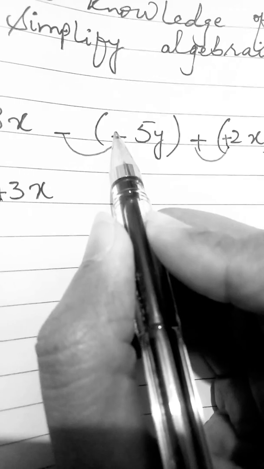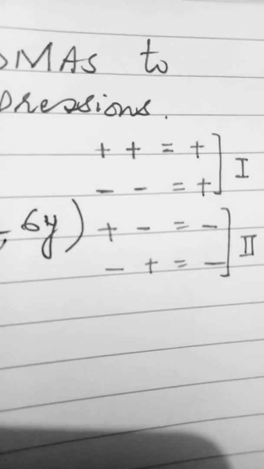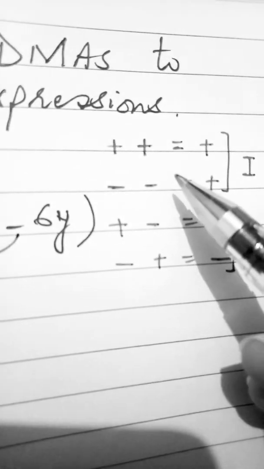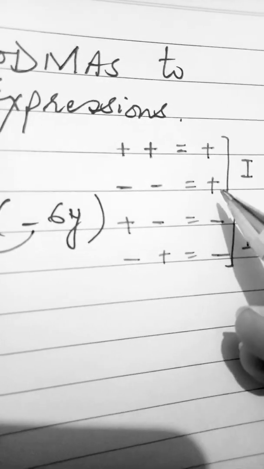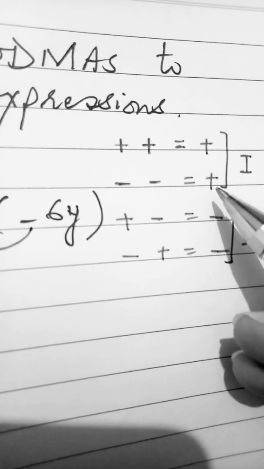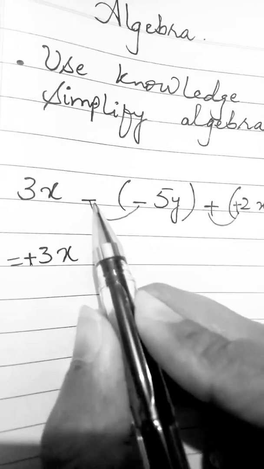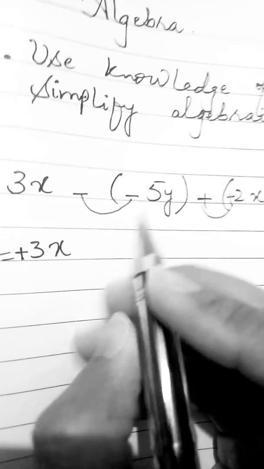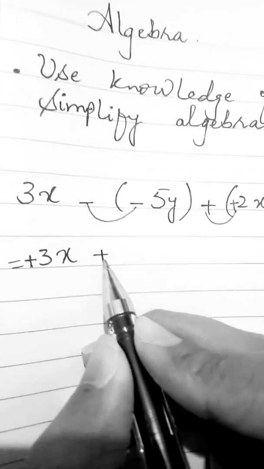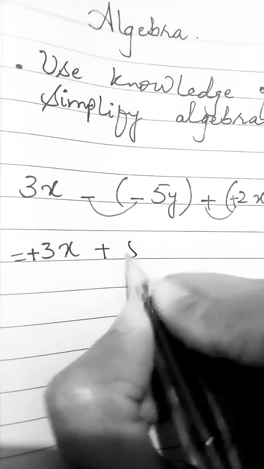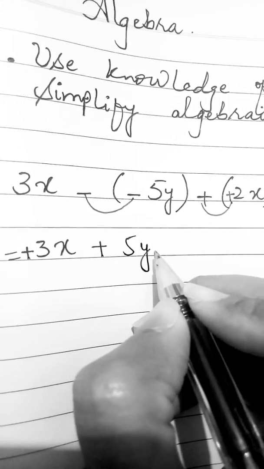We just discussed that when you have two same signs and you are multiplying them, both signs will turn into one positive sign. So instead of these two negative signs, we will be writing plus. Basically minus minus will turn into plus. Then 5y will be written as it is.